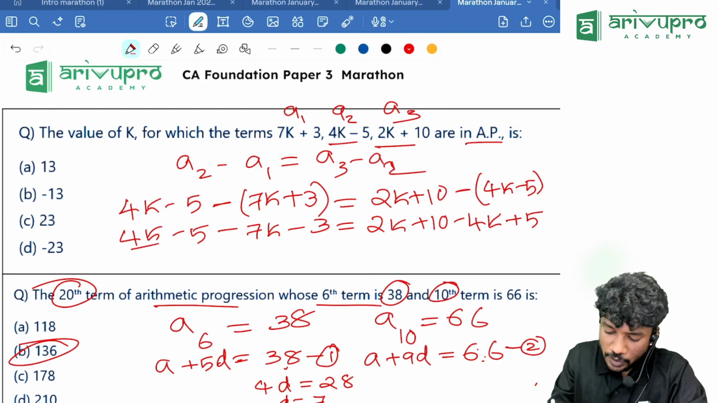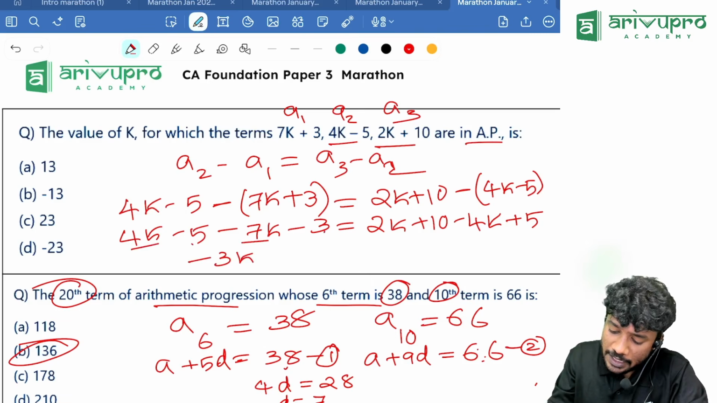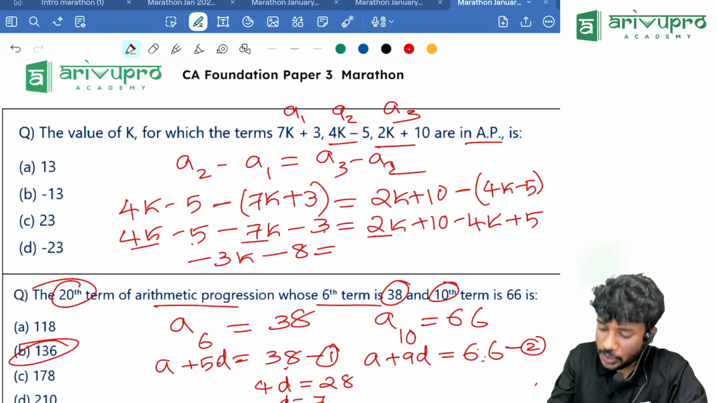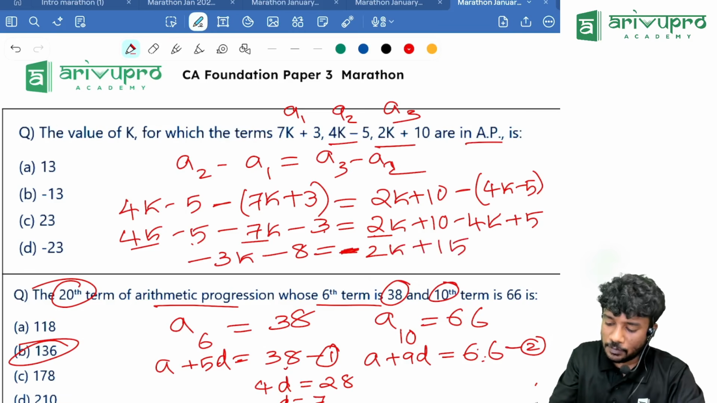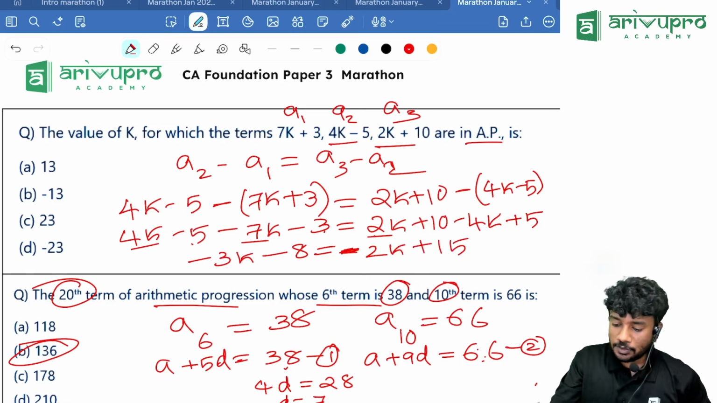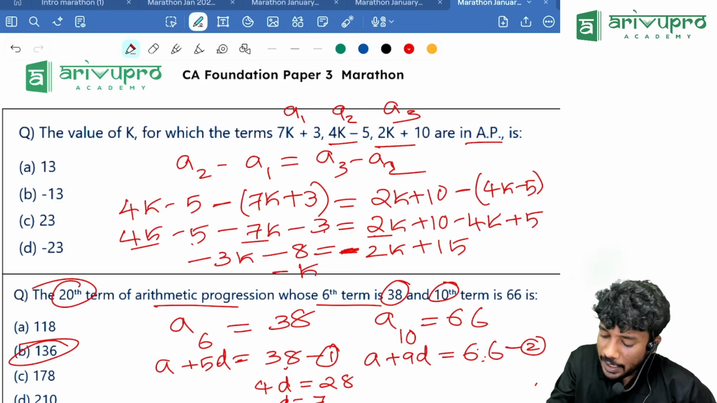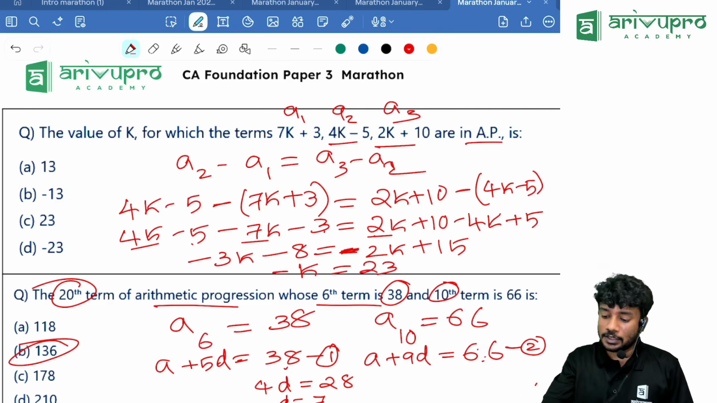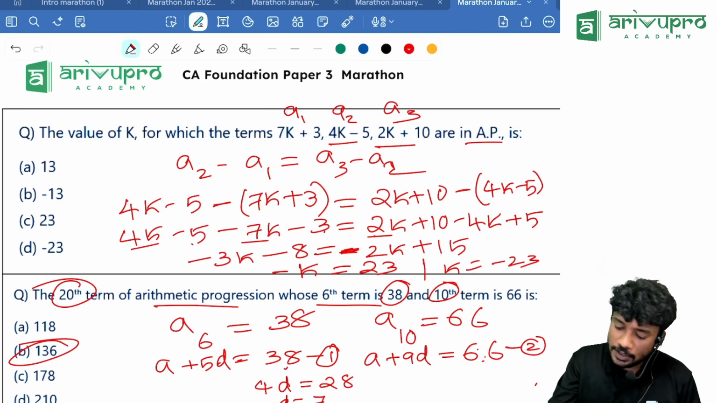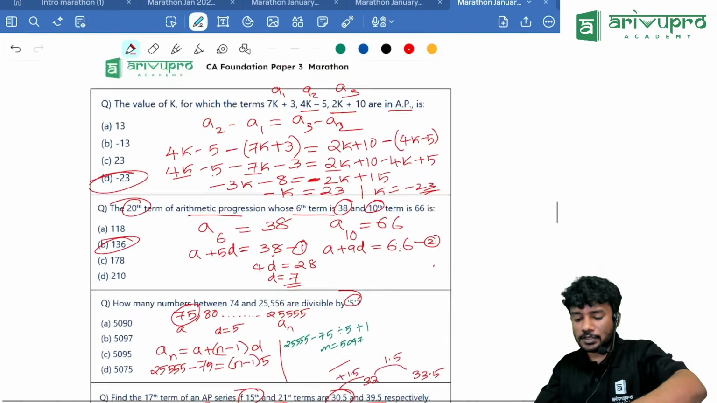Plus 4K and minus 7K will become minus 3K. Then minus 5 and minus 3 will become minus 8, which is equal to plus 2K and minus 4K will become minus 2K, plus 15. From that, if you take minus 2K to the other side, it will become plus 2K. Minus 3K plus 2K will become minus K. Minus 8 goes to the other side, it will become plus, that means 23. So minus K is equal to 23, that means K is equal to minus 23. Option D is your answer.